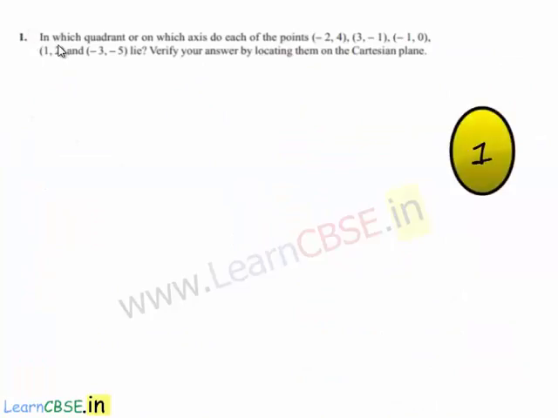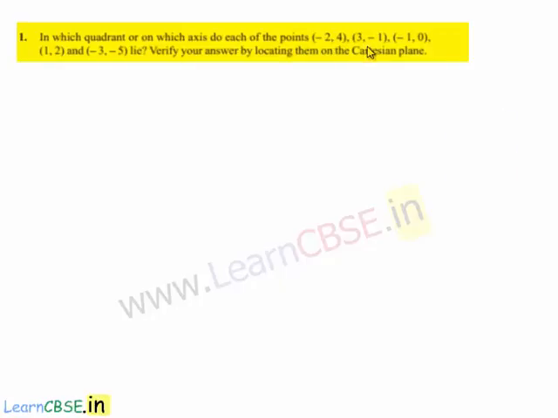Coming to the first question, in which quadrant or on which axis do each of the points (-2, 4), (3, -1), (-1, 0), (1, 2) and (-3, -5) lie? Verify your answer by locating them on the Cartesian plane.